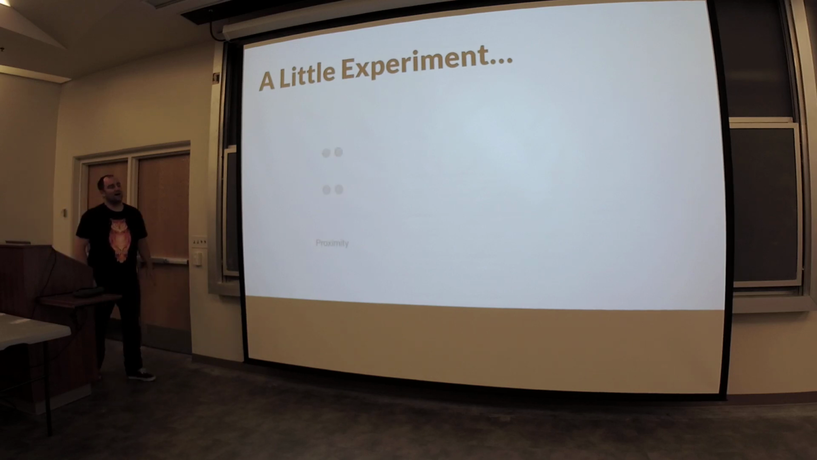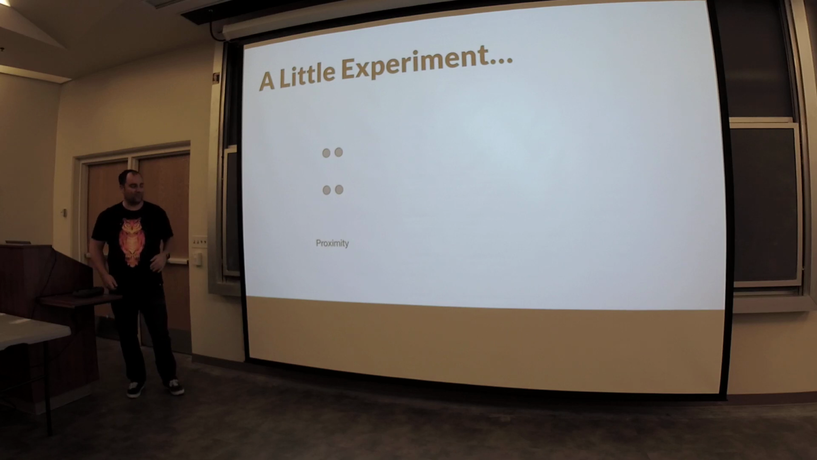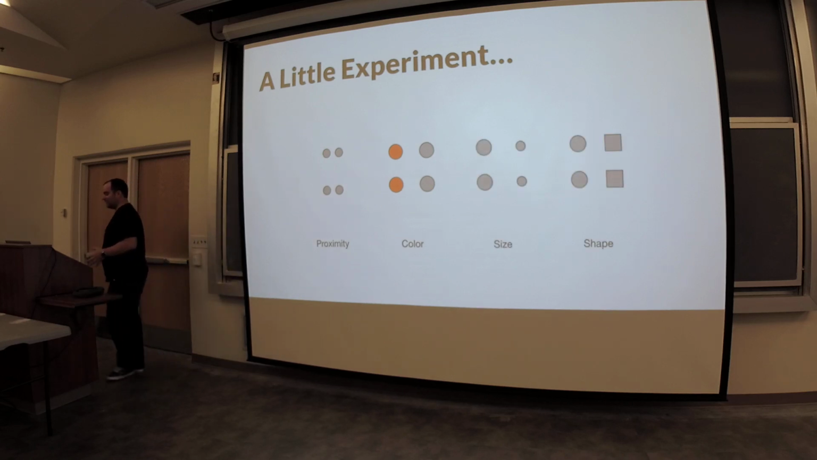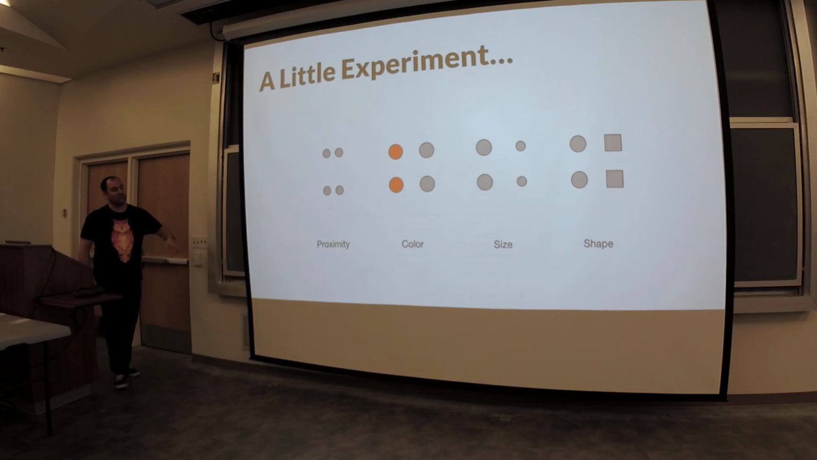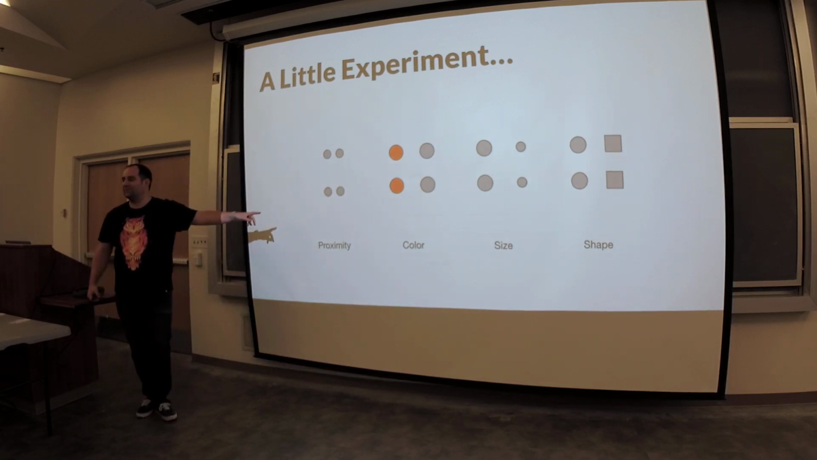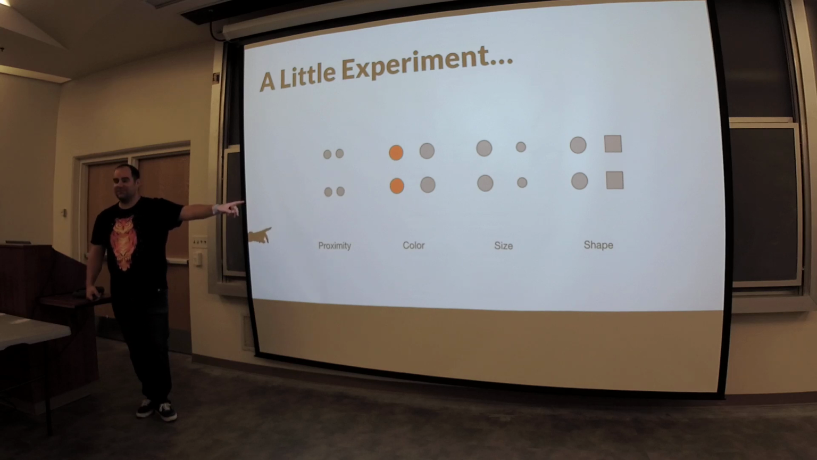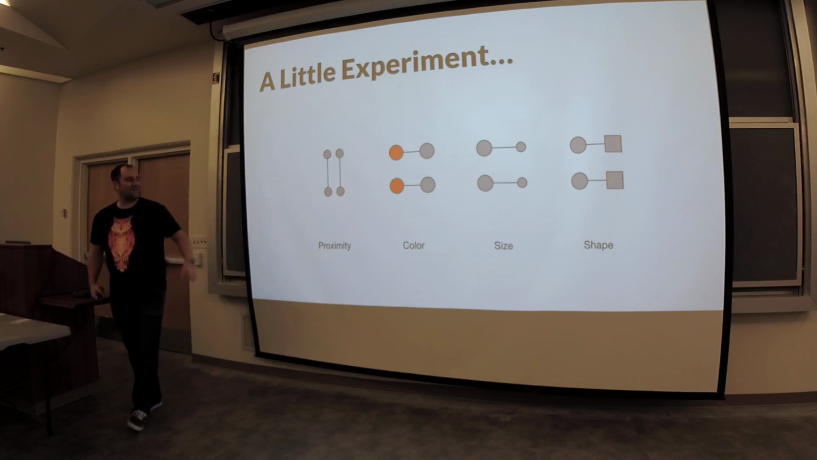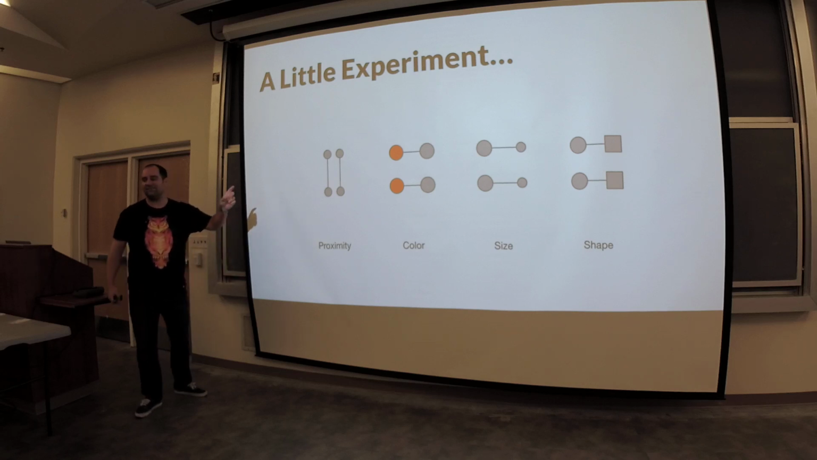We have grouping by proximity, grouping by color, grouping by size, and grouping by shape. Okay? So here, what are the groups? Top and bottom, left and right, left and right, left and right. Okay. What about now? What are the groups here? Exactly. So now I've kind of overridden everything, right? I've used proximity, and just by adding these lines, by adding connectedness, I have said this is more important to me.